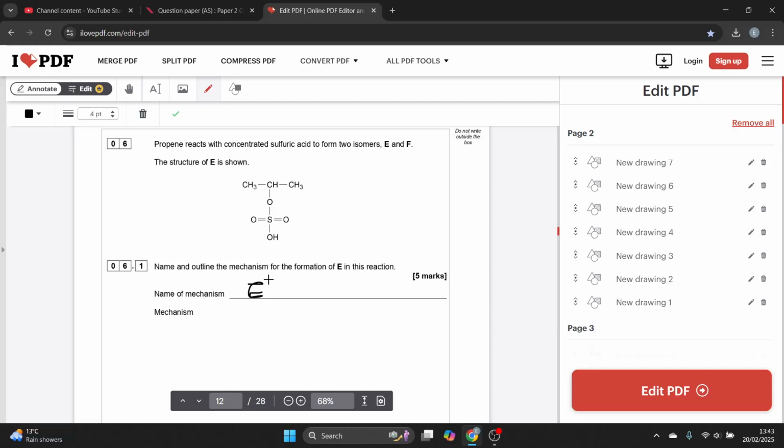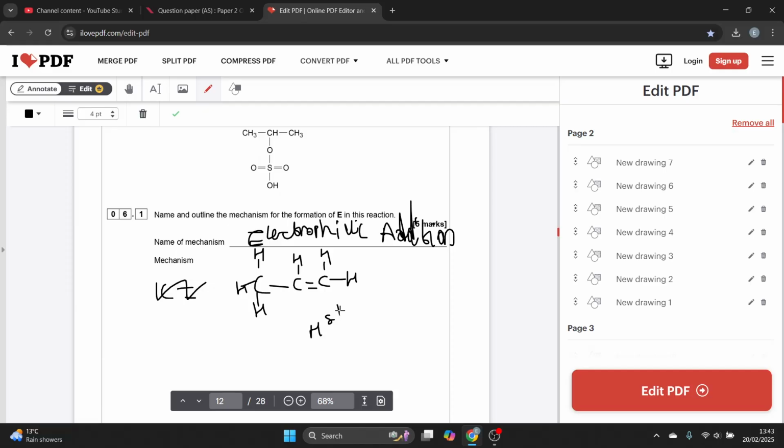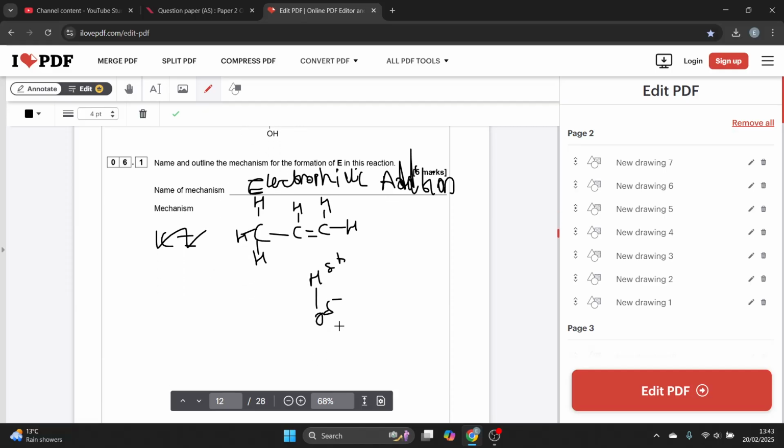Electrophilic addition. I'm starting with propene. Let me just go through this other way. Methane, ethane, propane. CH3, I have a double bond here, CH2. Then hydrogen partially positive, oxygen partially negative.